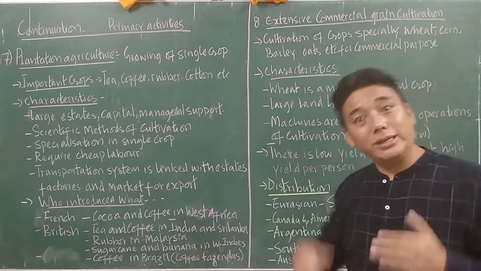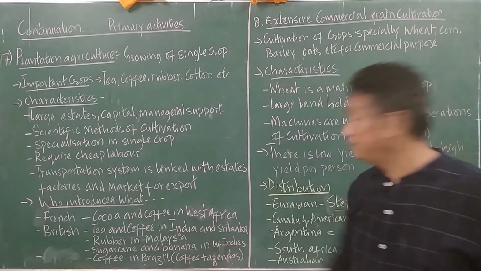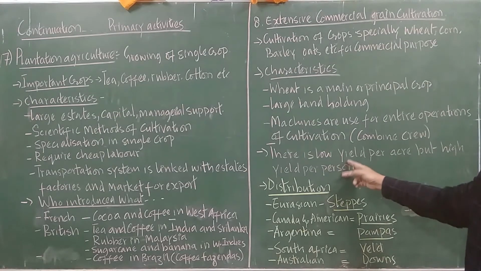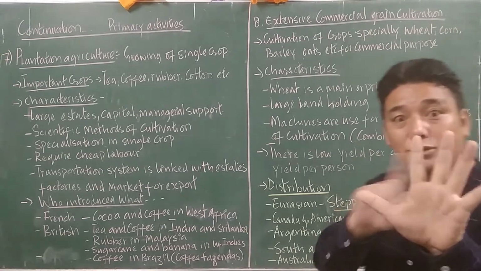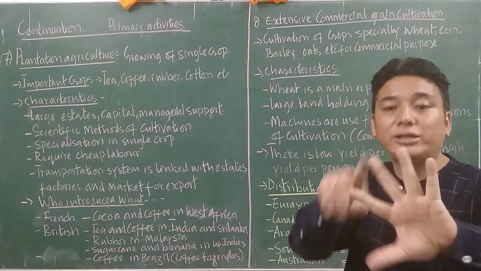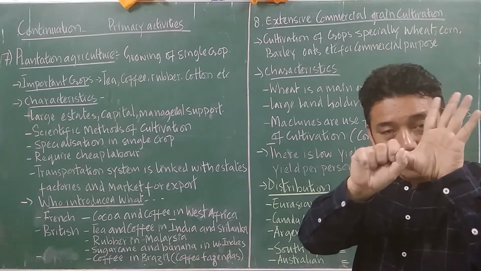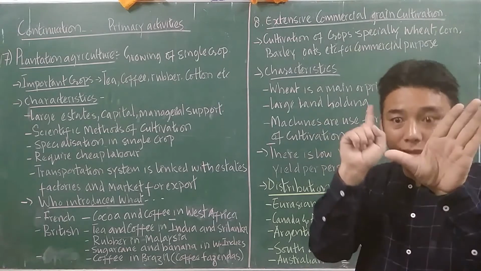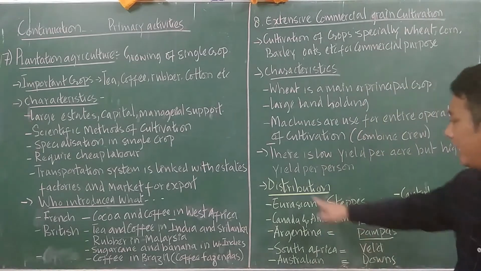You can try to distinguish between subsistence farming and commercial farming. Yield per person is high because fewer people are engaged in the agriculture sector. Out of the five sectors, what are those five sectors? Primary, secondary, tertiary, quaternary, quinary. In developed countries, most of the people are engaged in these four sectors, and very few in the primary sector, the first one.